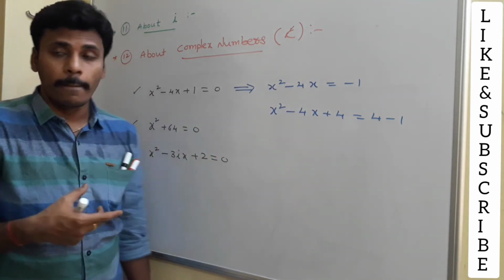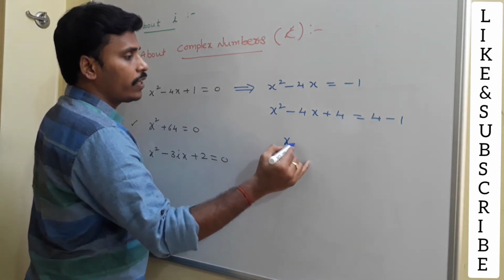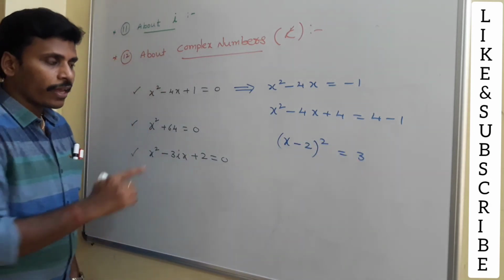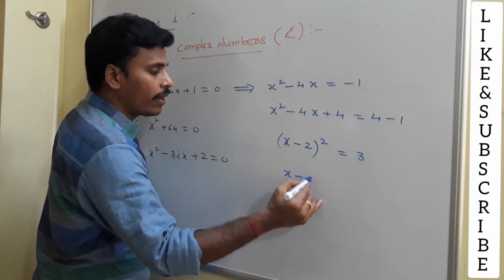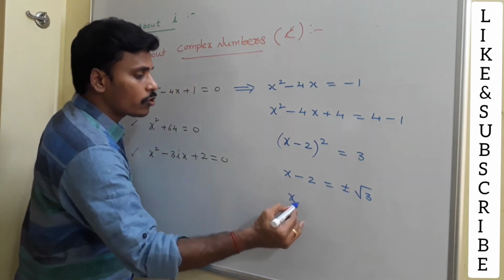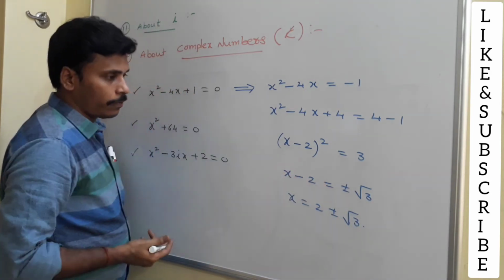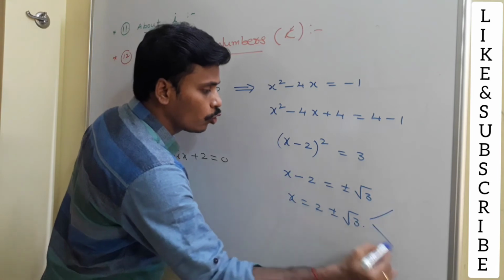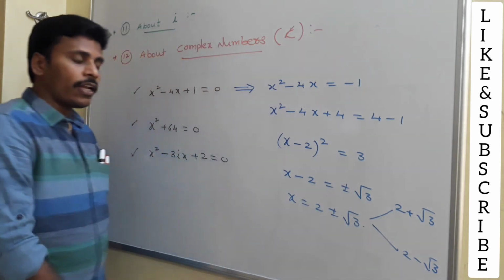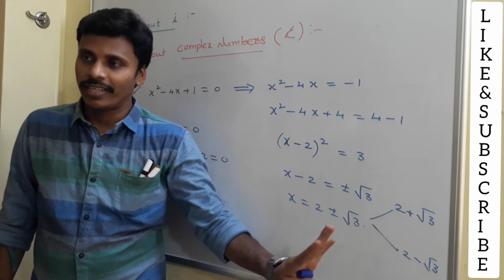I need to form a perfect square. To form that, I am adding 4 on both sides. Then this side becomes x minus 2 whole square, and that side becomes 3. So x minus 2 whole square is equal to 3, and then x minus 2 is equal to plus or minus root 3. So x is equal to 2 plus or minus root 3. Then this equation has two roots: one root is 2 plus root 3, and the other root is 2 minus root 3. Look at the roots, 2 plus root 3 and 2 minus root 3. Both the roots are real only, they are not complex.